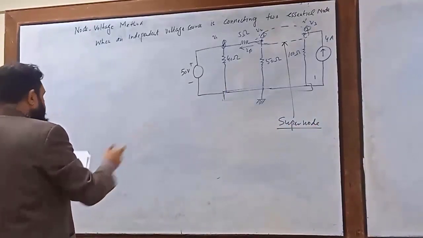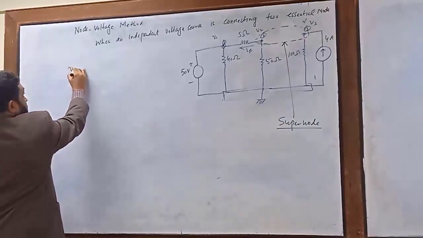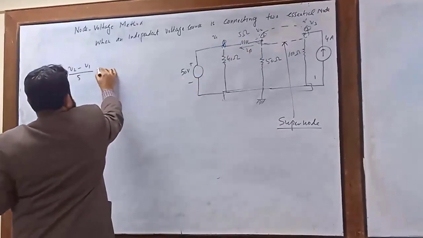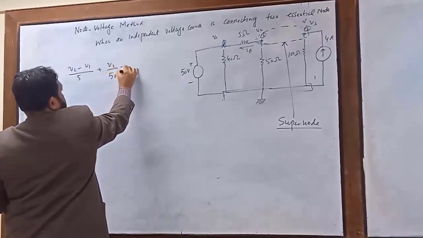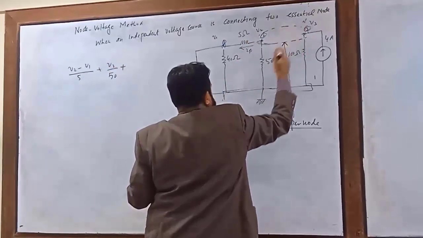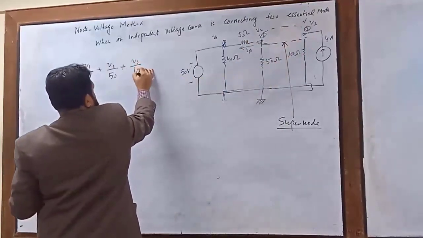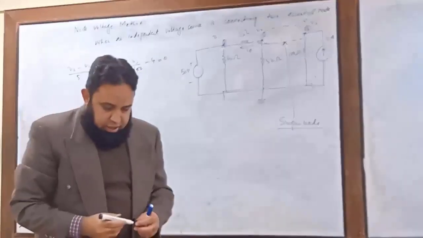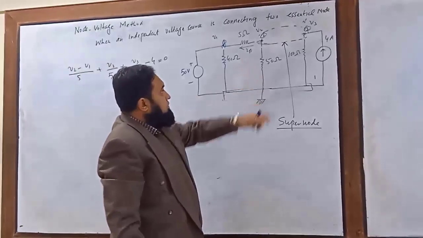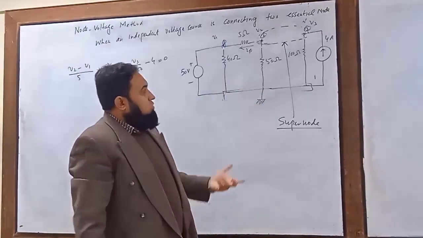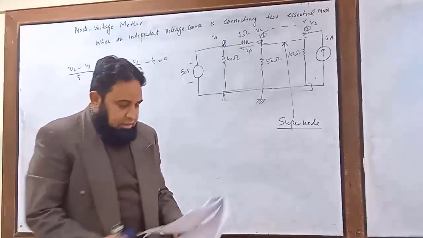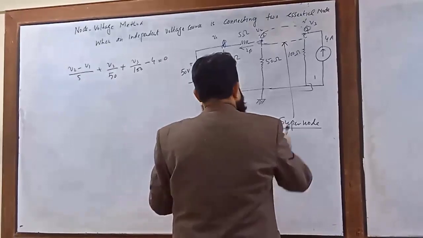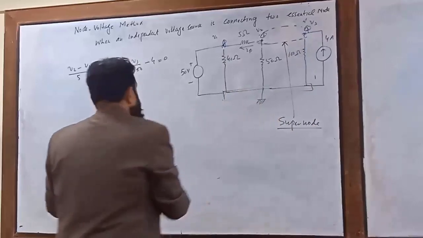So if you write the expression for this, you can write this as (V2 minus V1) divided by 5, exactly the same, plus V2 divided by 5, and since these two are exactly the same, we can write this minus 4 equal to 0. Okay, and now how to write the expression for V3 in terms of V2.